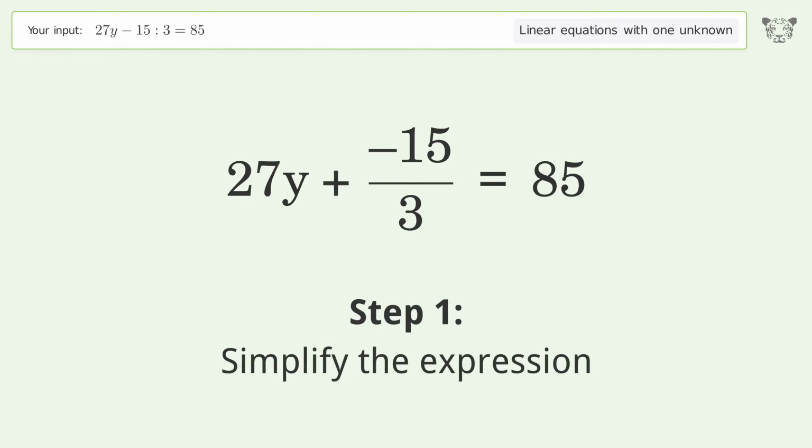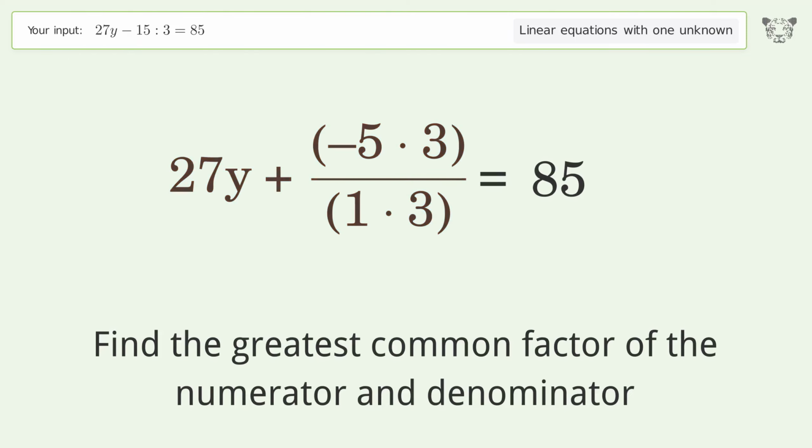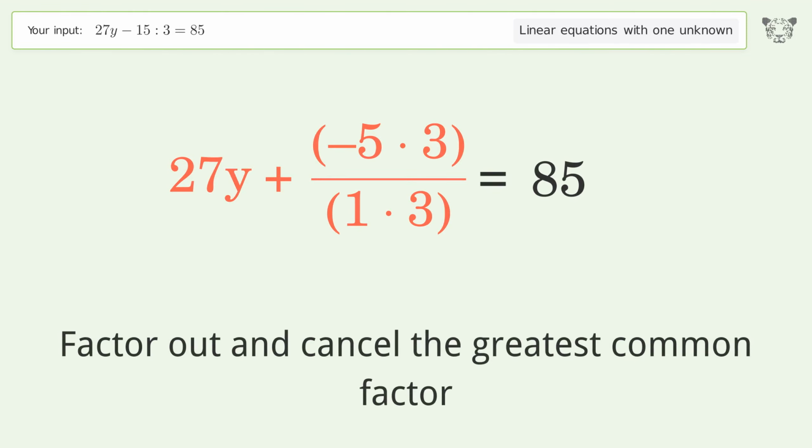Simplify the expression. Find the greatest common factor of the numerator and denominator. Factor out and cancel the greatest common factor.